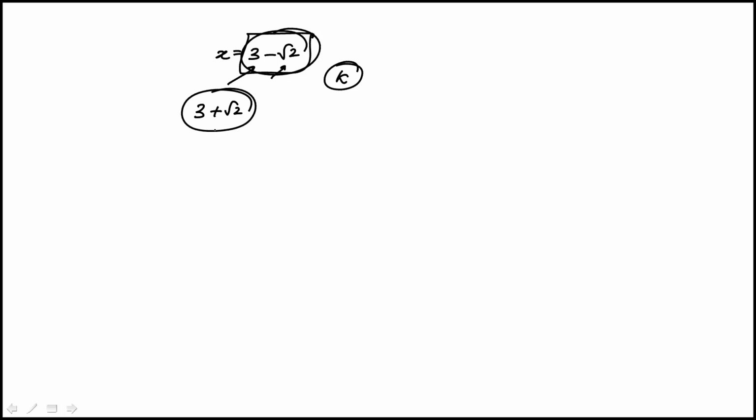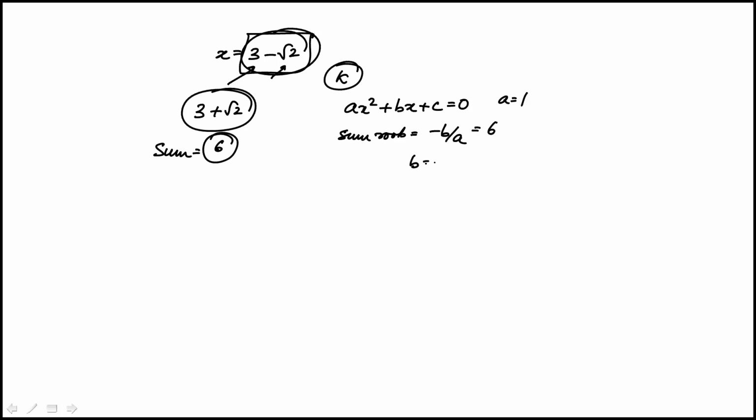So 3 plus root 2 is also a root, which means that the sum of the roots here will be 6. And we also know this result, and in fact that's where it's coming from, the sum of the roots is minus b over a. Note here a is 1 in all the answer choices. So that means that's equal to 6, which means b is minus 6.